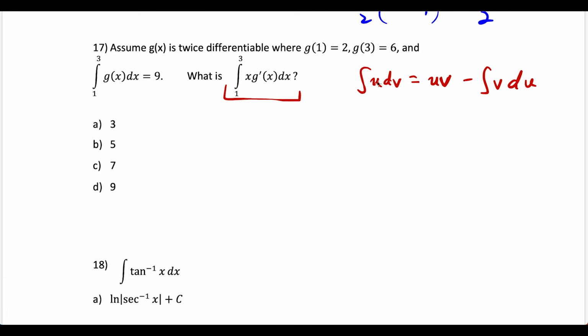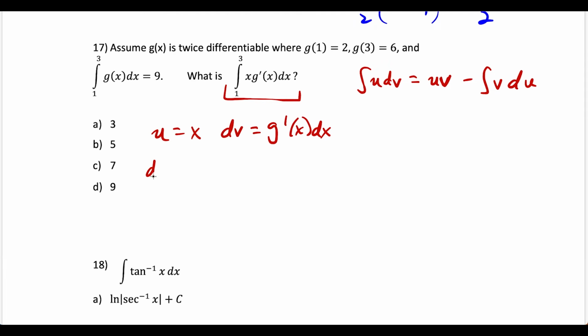So for this question here, what you want to do is define your u term and your dv term. In this case, u should equal x. The reason being that if we were to let u equal g prime, then we would take the derivative and get g double prime, and we don't know anything about g double prime here. So now that means we're going to define dv to be equal to the rest of the integral, which is g prime of x dx.